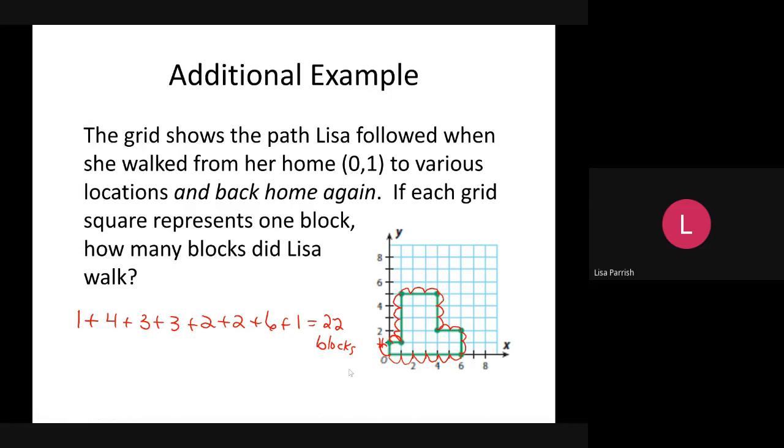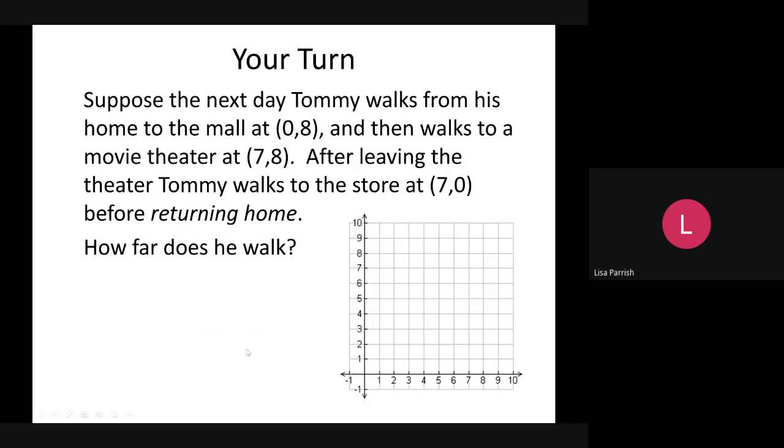Okay, so that's finding the perimeter. Now they want you to try it here for Tommy. Suppose the next day Tommy walks from his home to the mall at (0, 8), then walks to a movie theater at (7, 8). After leaving the theater, he walks to the store before returning home. How far does he walk? Now, you're going to have to plot these on your graph.